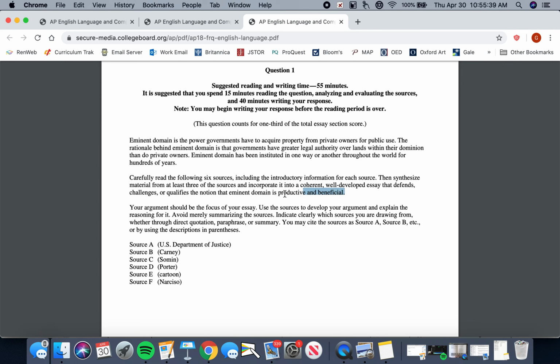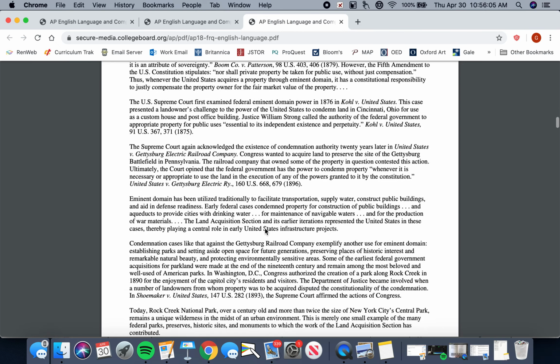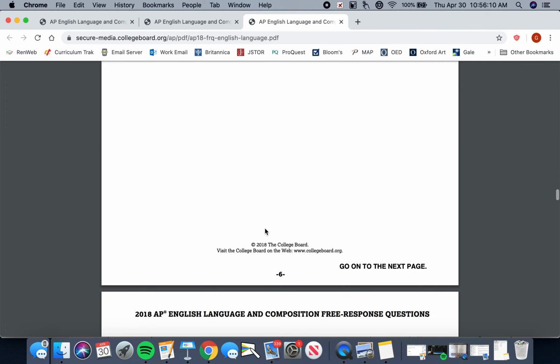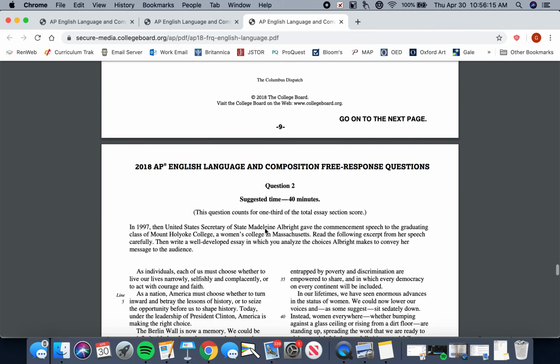and beneficial. What if I don't know what eminent domain is? Well, you're going to need to use the sources to give you a clear understanding of what it means, and you've also got a basic definition of eminent domain here above. Okay. It is then therefore further clarified that your argument should be the focus of your essay. The sources shouldn't be summarized, but rather synthesized into your larger argument. The sources look as follows. Okay, A, B, C, D, E, source F, and that is it.